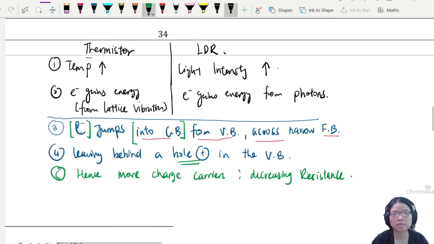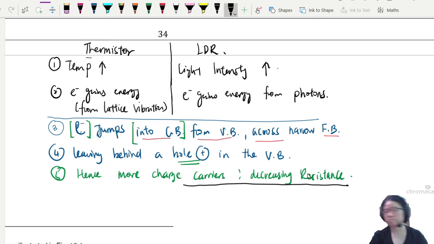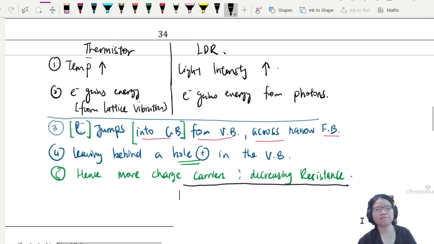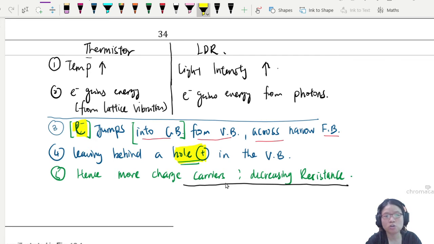So in this case, for LDR, we close shop. So LDR is very straightforward. Electrons in the valence band, not enough energy. Shoot some photons, got energy, jump into the conduction band. Hole left behind. Since electrons and holes are charge carriers, there are more charge carriers, decreasing the resistance. Okay, but there is another extra point that you have to write for the thermistor.